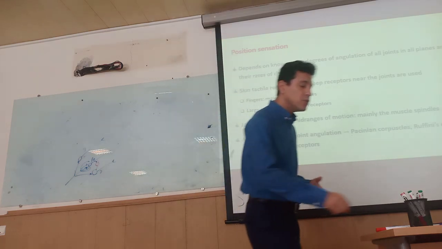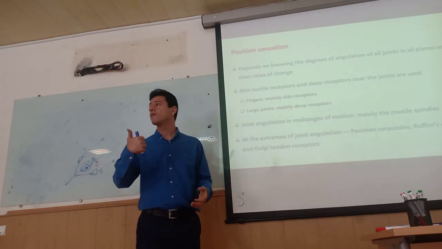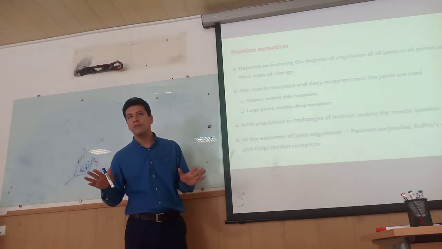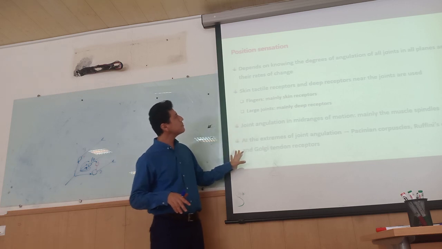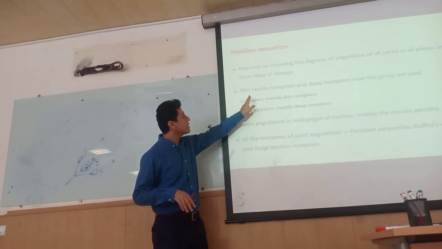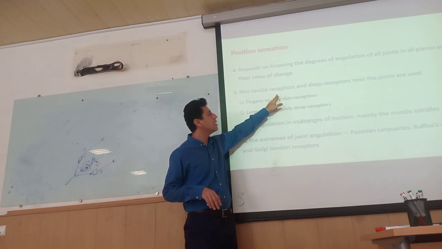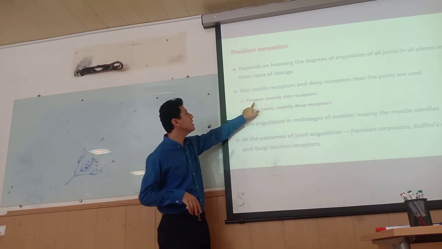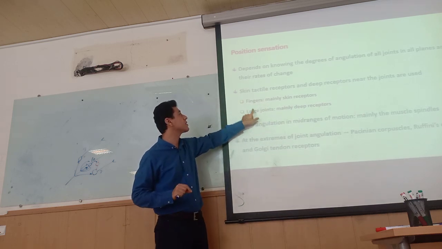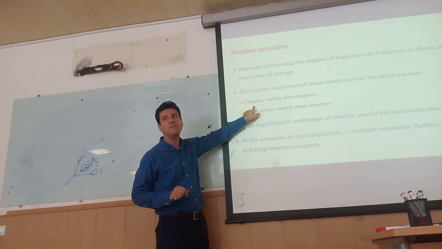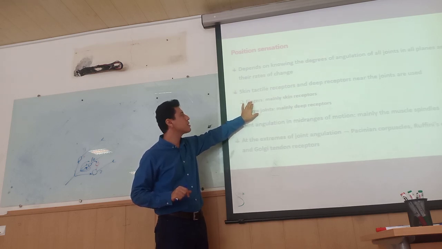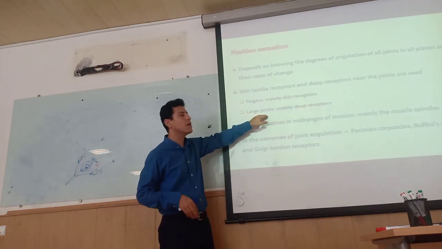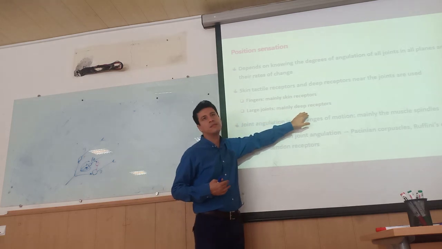Okay? In order to know the position of the joint, we need some receptors. Which receptors are more important for position? These. Okay. Tactile receptors in the skin. Also, deep receptors in the joints are used for position of small joints, like fingers. Okay? So fingers mainly depend on skin receptors. But large joints like the knee mainly depend on deep receptors.